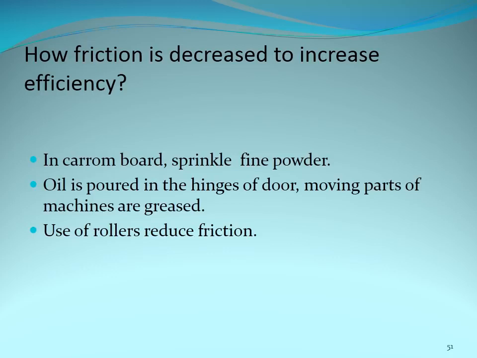Some examples. First, in a carom board, fine powder is sprinkled to decrease friction. When oil is poured in the hinges of a door, and moving parts of machines are greased, friction is decreased. Then use of rollers reduces friction. Rolling friction is very much smaller compared to sliding and static friction. So use of rollers reduces friction.